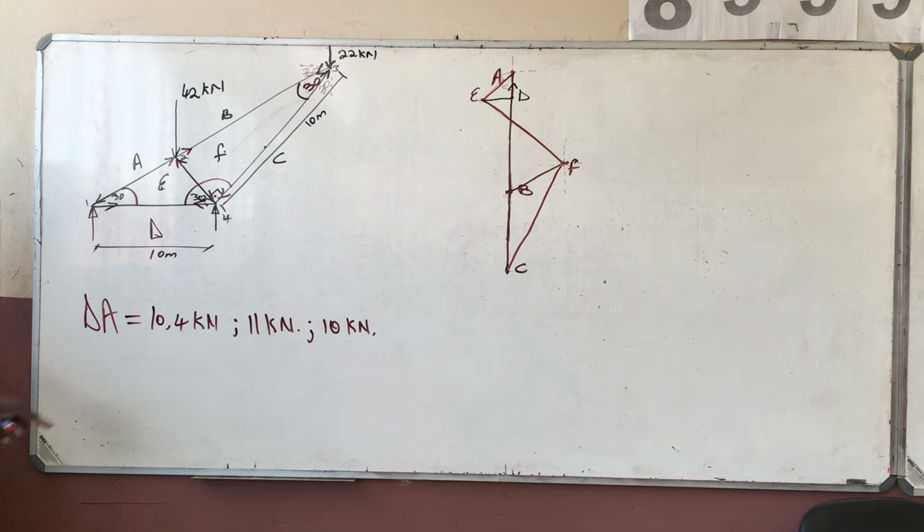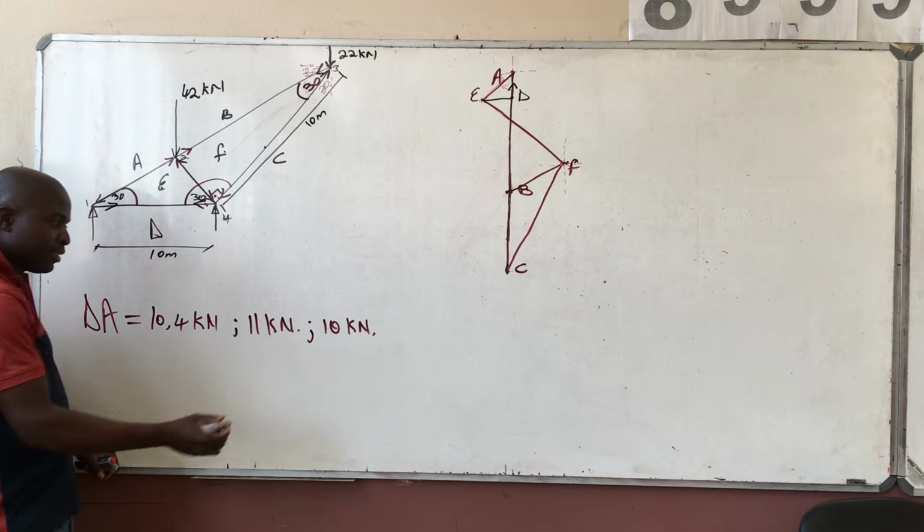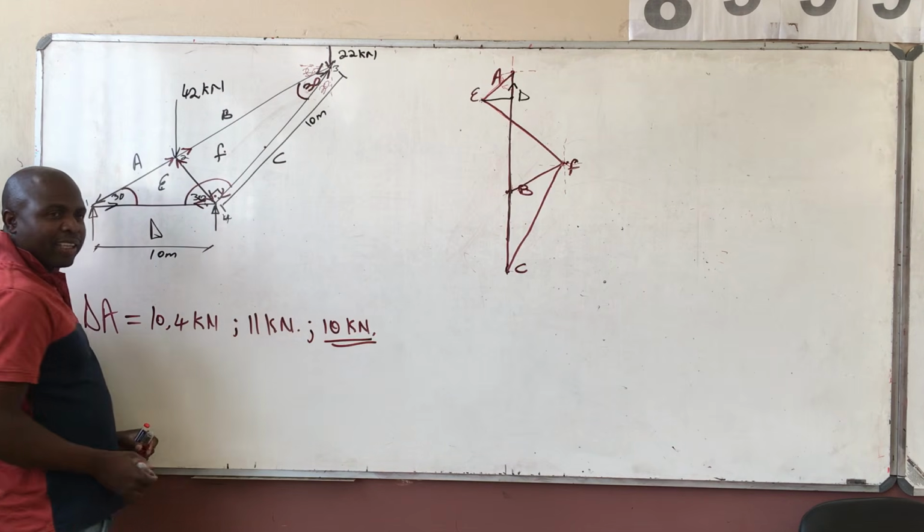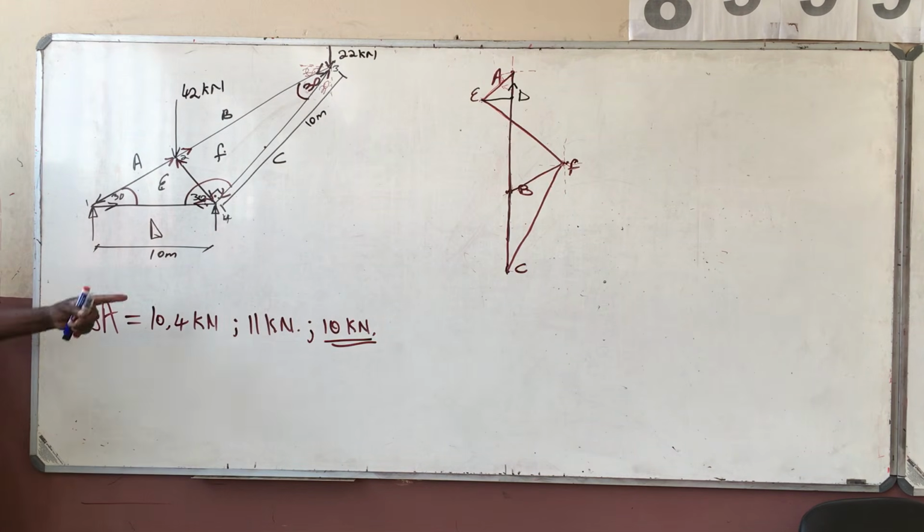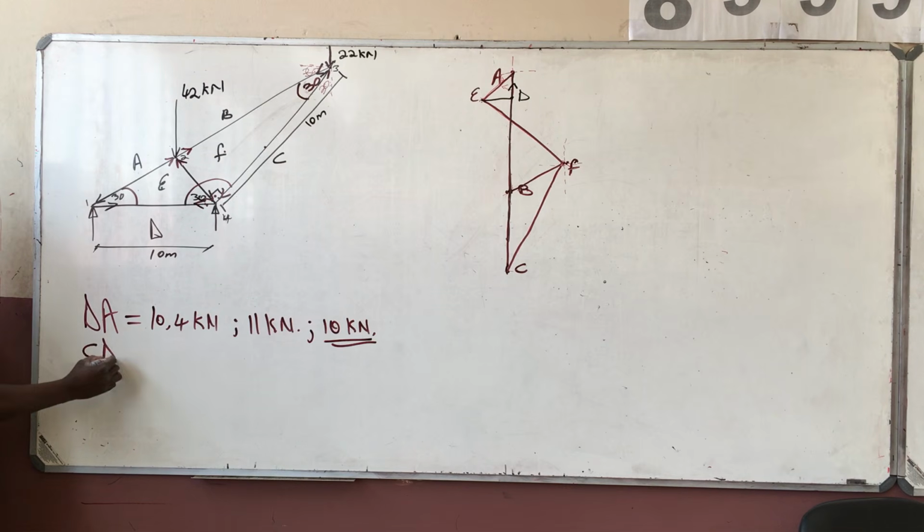So that is your reaction. Those who calculated said they got 10. And when you measure, you get 10. So what will be the reaction on the right? Reaction on the right is represented by which member? CD, right? CD is equal to how long?